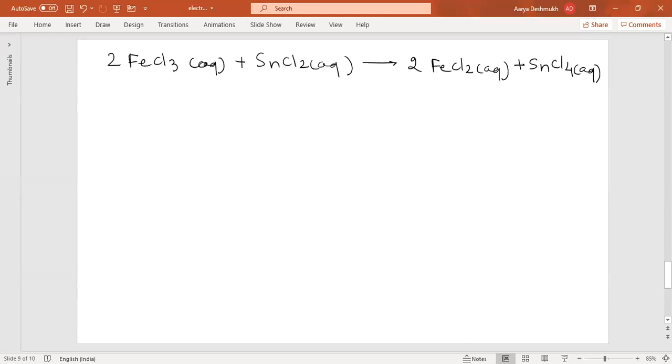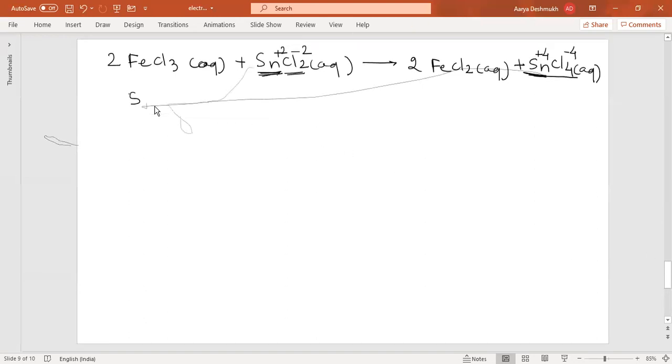Now start writing the oxidation half reaction first. If you look at this, the oxidation number for Sn here: there are two chlorine atoms, which give -2, so this should be +2. It is converted into SnCl4, which is -4, so this should be +4. So Sn is getting converted from +2 to +4. This must be an oxidation, a loss of electrons.